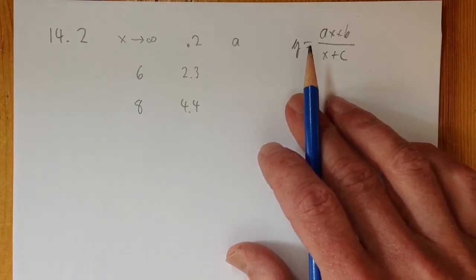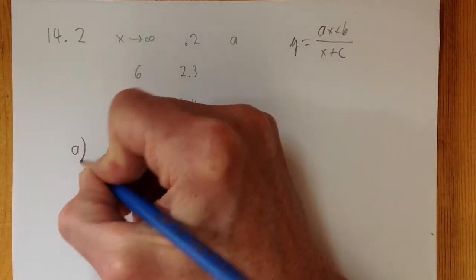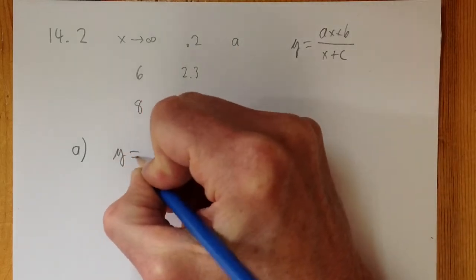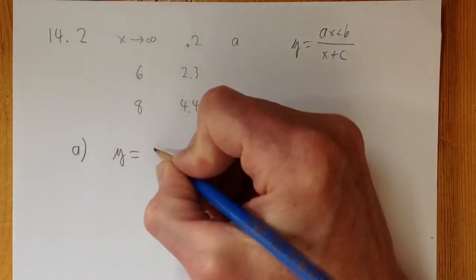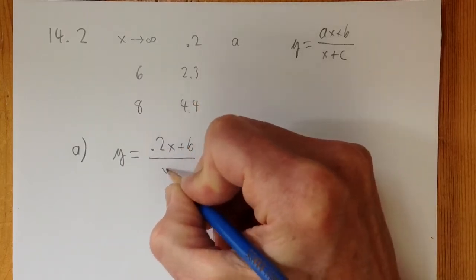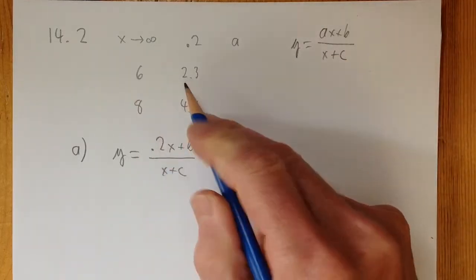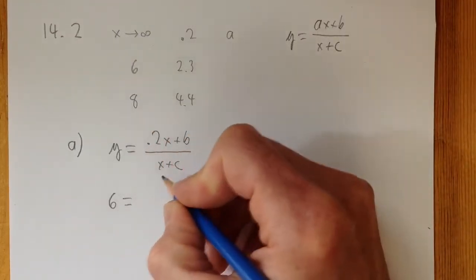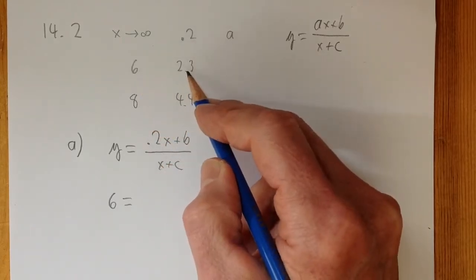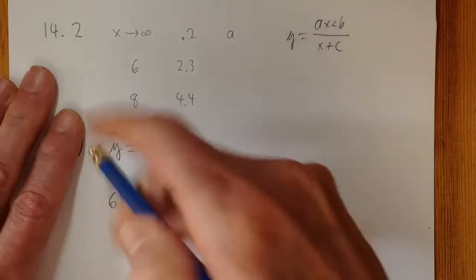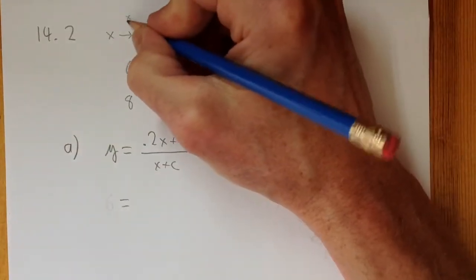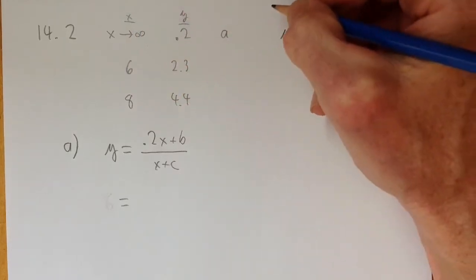Okay, so here they want our linear to linear model. So again, we know that A is this, so we can write that y, the magnetic field reading, is 0.2x plus b divided by x plus c. Now we use our other points. I'm getting this the wrong way. This is our x, this is our y. Okay, so let me get this right.